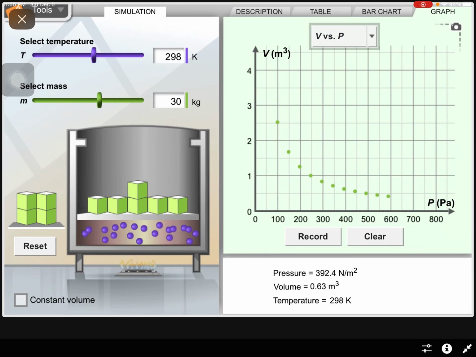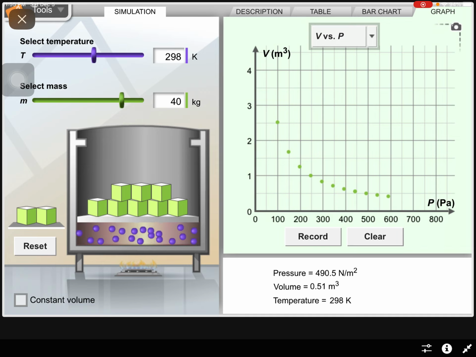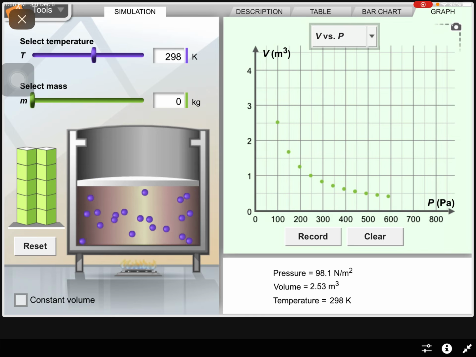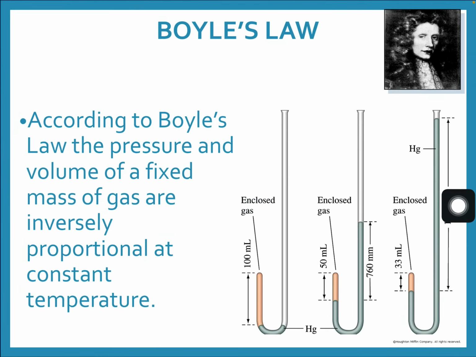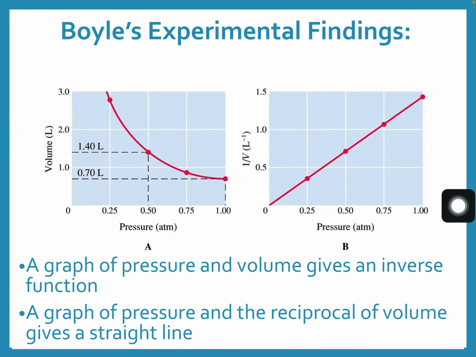So an increase in pressure decreases my volume, a decrease in pressure increases my volume. And we can see that here with this graph as well, that as I increase my pressure, my volume is decreasing. Same type of graph here as well. So as my pressure increases, the volume is decreasing.